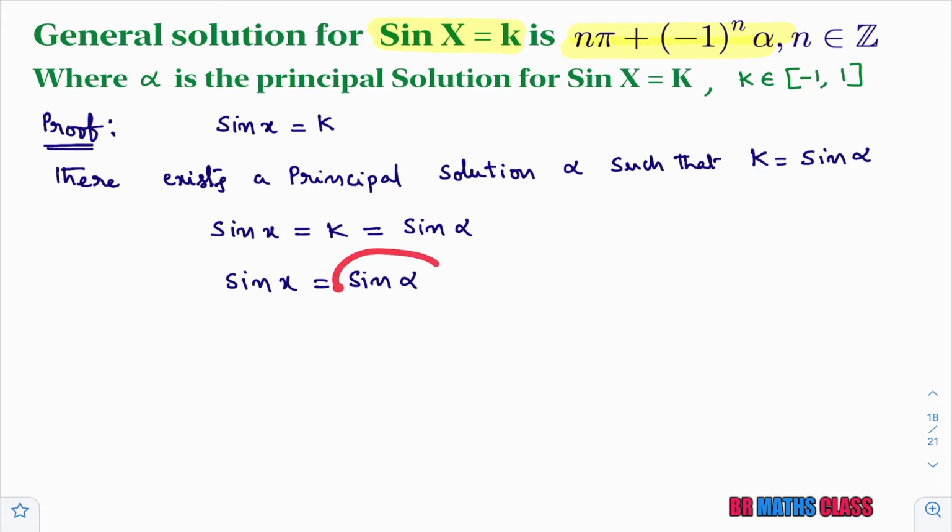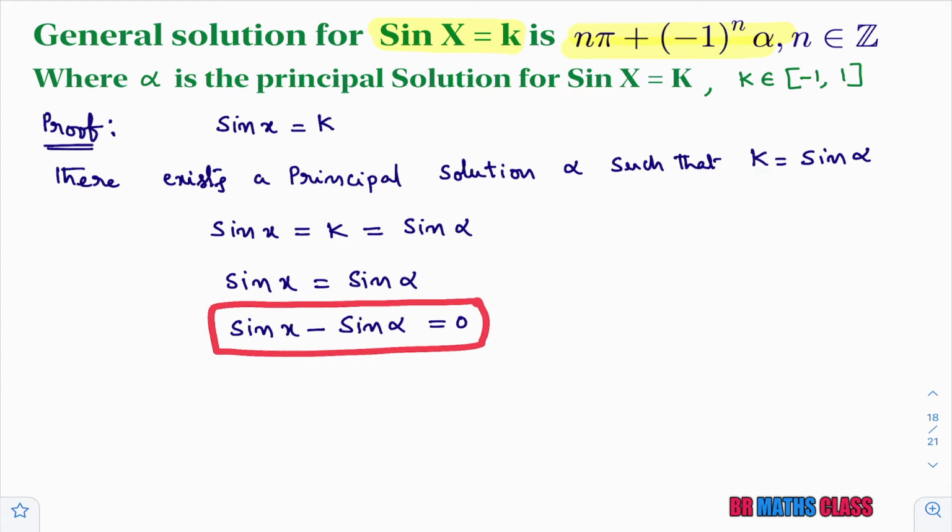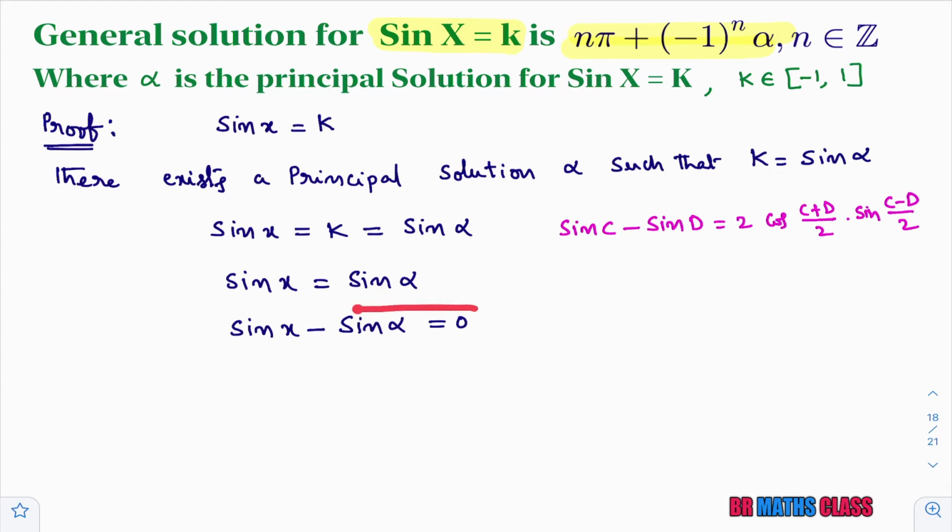Now, you take sin alpha to the left hand side. Then what will you get? You will get sin x minus sin alpha equal to 0. It looks like sin c minus sin d. You observe this is of the form sin c minus sin d. So, what is the formula for sin c minus sin d?